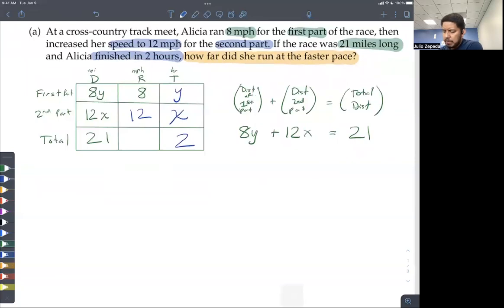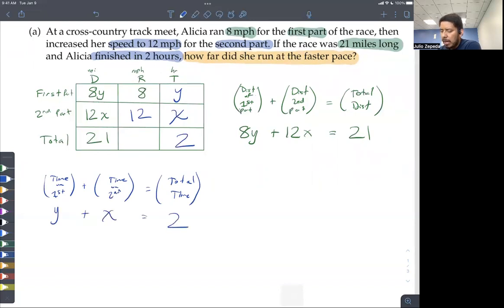But there is another equation kind of embedded in here. The time on the first part plus the time on the second part is equal to the total time. Since there were only two parts, these two sum together. The time on the first part, we said that is y. The time on the second part is x, and the total time was 2 hours. And so now we can use these two equations, right? This is very important here. If you remember from systems of equations, once you have two equations and two unknowns, you can use the substitution method to solve.